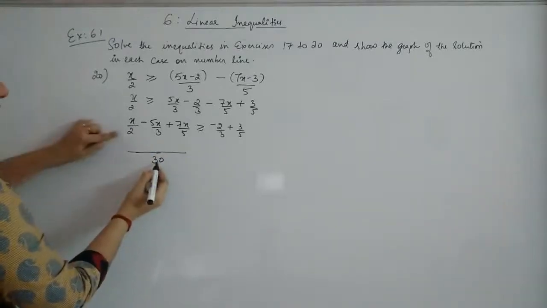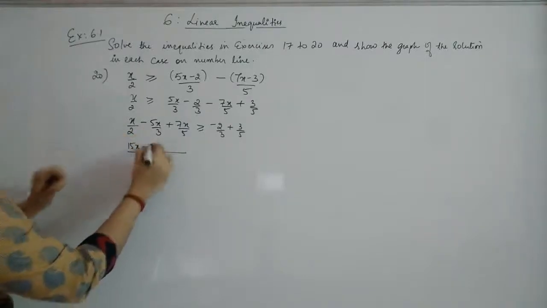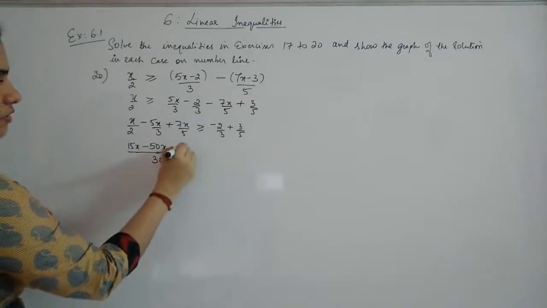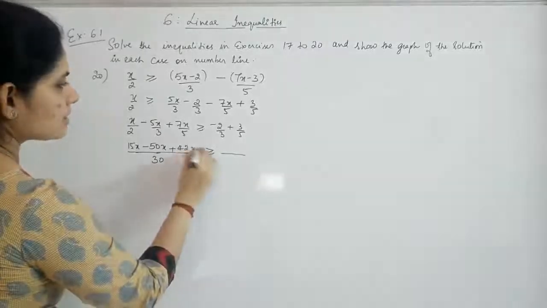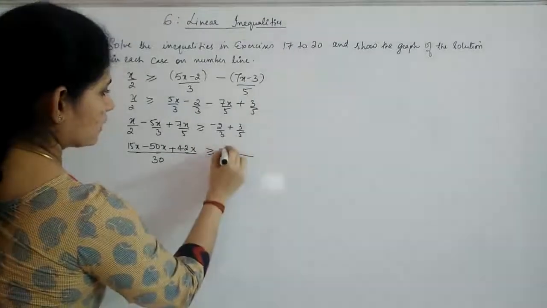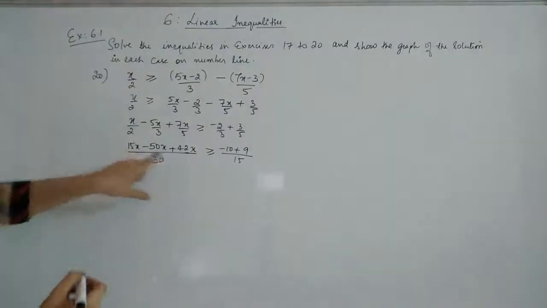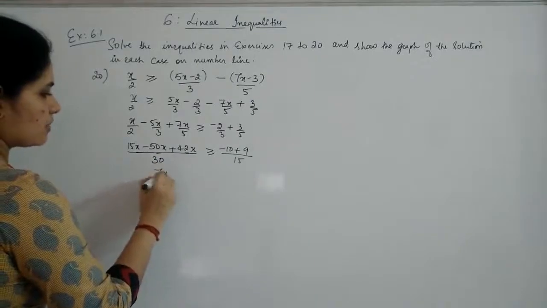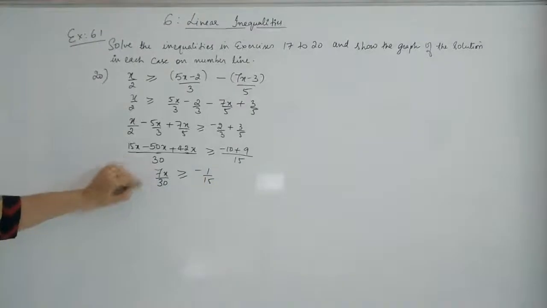And here this will become 15x minus 30 into, this will give you 10 into, so it is 50x plus here again 6 into 7, which will give you 42, x is greater than or equal to, here the LCM of 3 and 5 is 15. Here you will get minus 10 plus 9, right? So 15 plus 42 will give you 57, minus 50 is 7. So it is 7x by 30 on the left hand side, greater than or equal to minus 1 by 15.